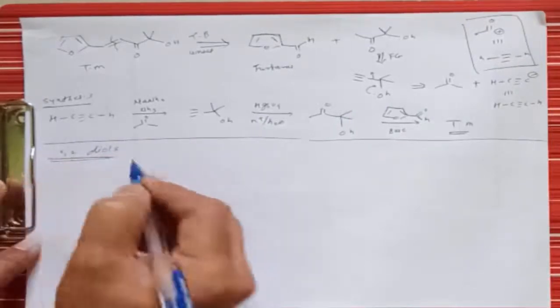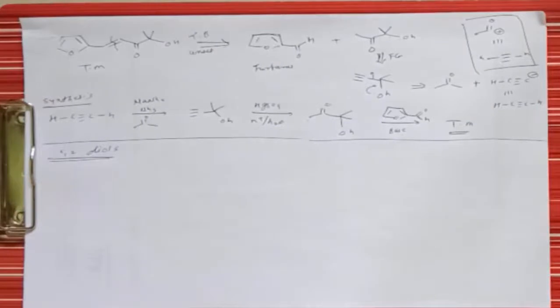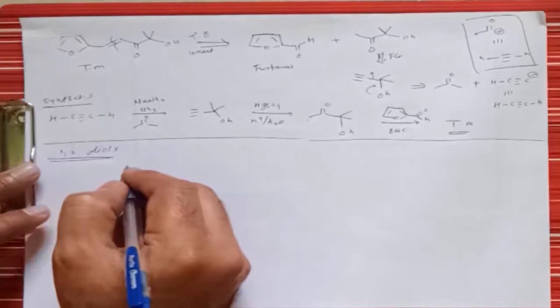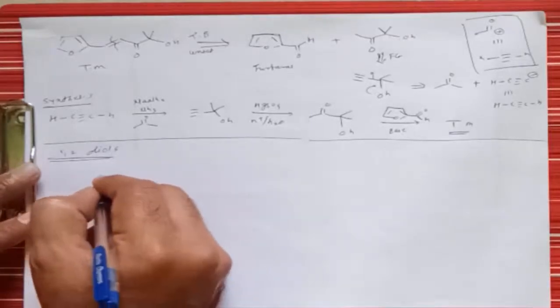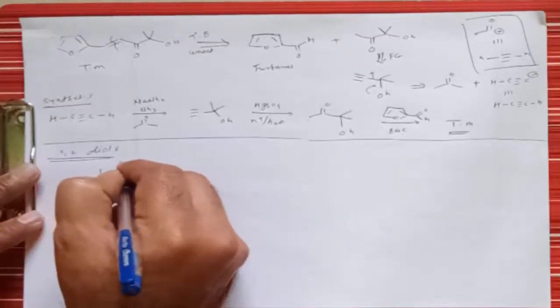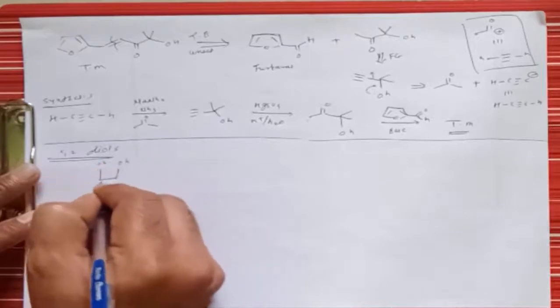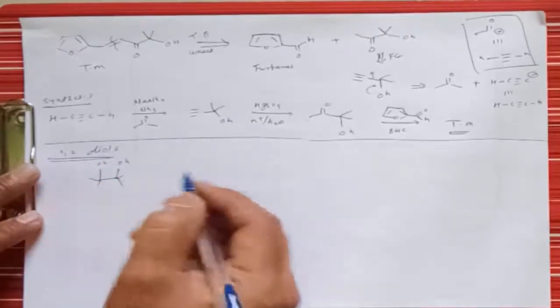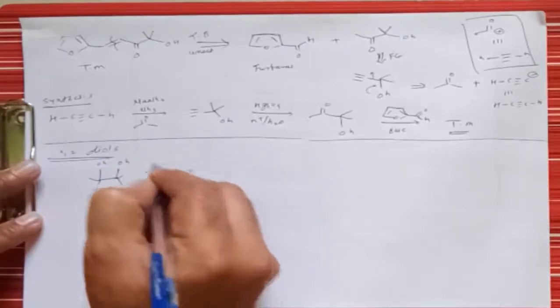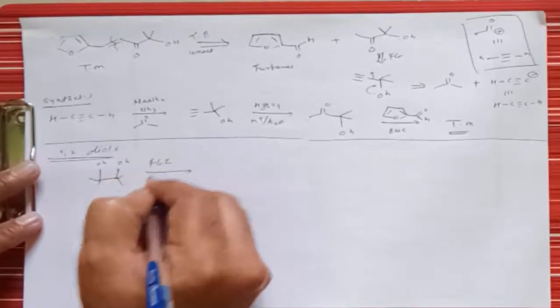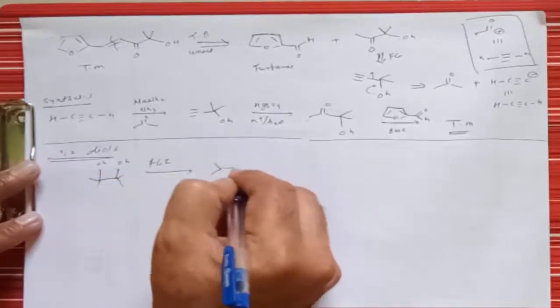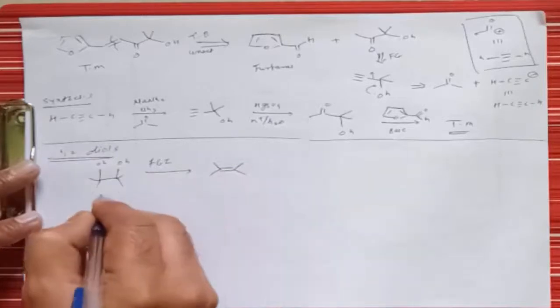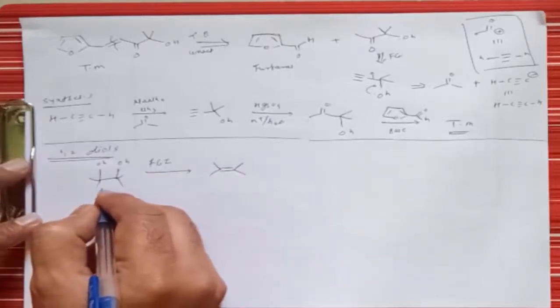1,2 diols. So 1,2 diol is again a 1,2-dioxygenated pattern. You know that suppose there is a 1,2 diol like this. Here is OH, and suppose it contains a different functional group. Then we can go for the functional group interconversion. That means if you take the olefin, from the olefin we can easily prepare this diol by using KMnO4, right?